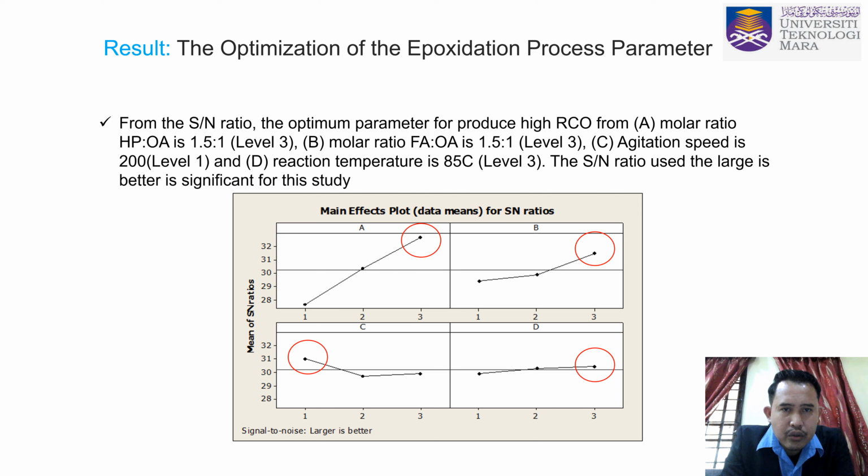from the SN ratio, the optimum parameters to produce RCO are, for group A, molar ratio of HPOA, level 3, 1.5. For B, molar ratio of FAOA at level 3, using the 1.5 molar ratio. For C, agitation speed is 200, which is level number 1, and D is 85 degrees, which is level number 3. So the SN ratio, using the larger-is-better criterion, is significant for this study.